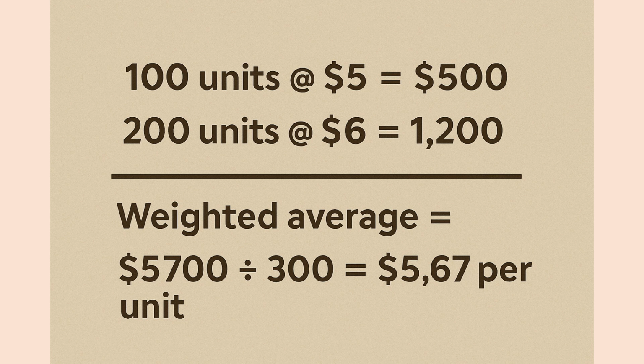It gives a fair and accurate valuation. Example, 100 units at $5 equals $500. 200 units at $6 equals $1,200. Weighted average equals 1,700 divided by 300 equals $5.67 per unit. Pros: more accurate than simple average. Cons: slightly more complex to compute.